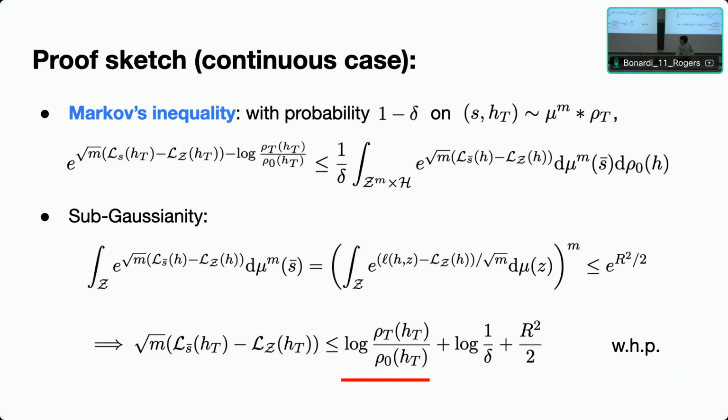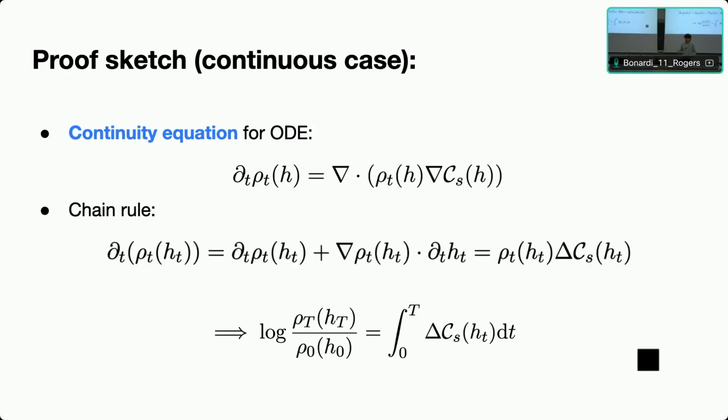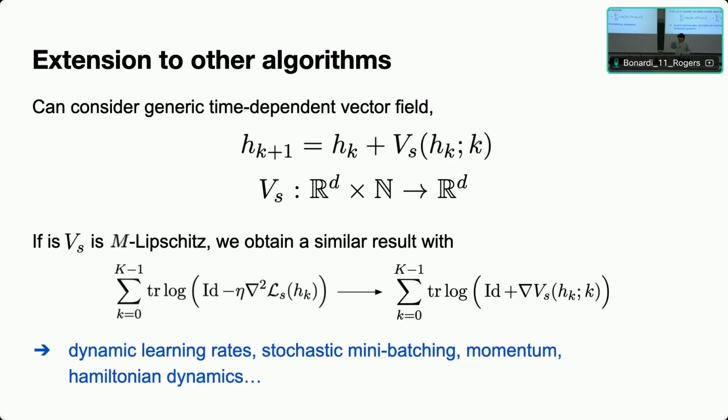So to control that term, we use the continuity equation, which allows us to say how the measure under gradient descent or gradient flow evolves. And then with the chain rule, we can easily obtain something like this. So it's a fairly lightweight proof. And it's something we're quite pleased about because it means we can very easily extend to other algorithms.